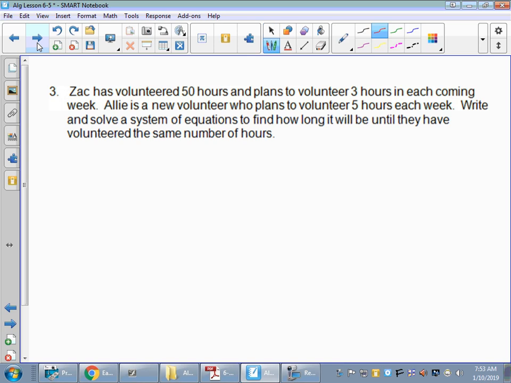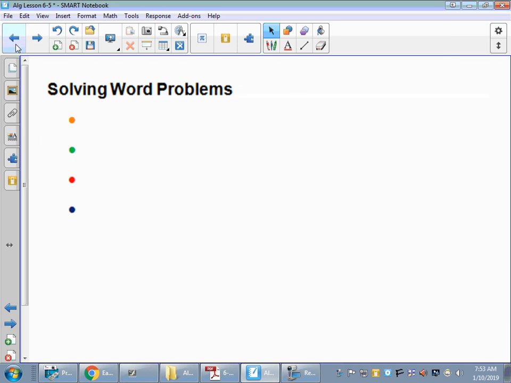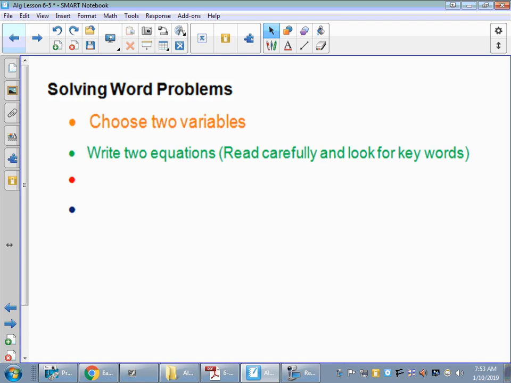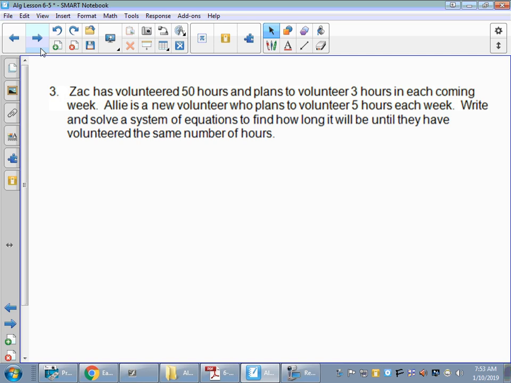it's going to be different than the system equations we've had. So if we take a look, we've just got to read carefully. That's why it says on this step back here to write two equations and read carefully. Look for the key words, because this one has some keywords that will help us out to make this not as difficult. So if we use some variables, that's our first thing.